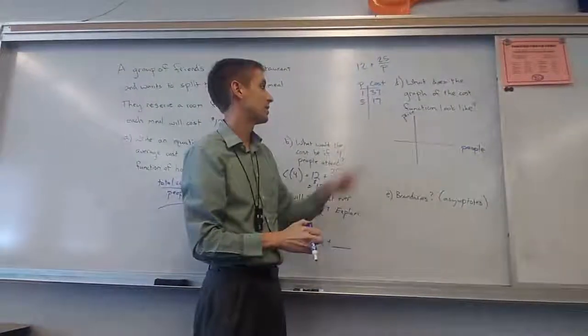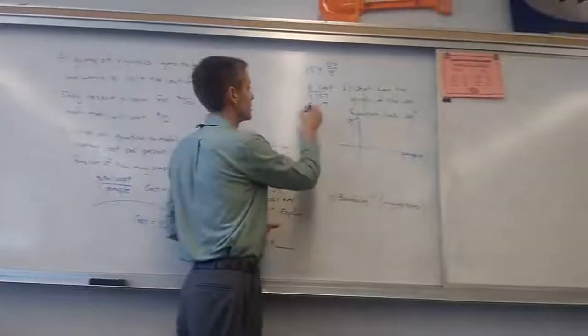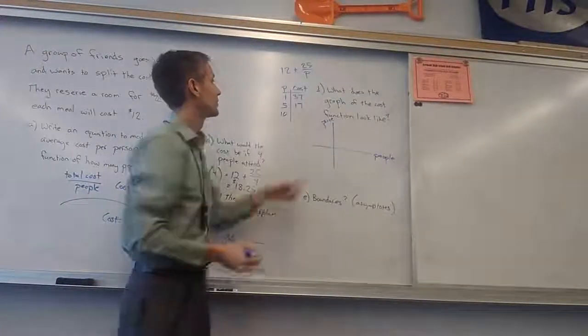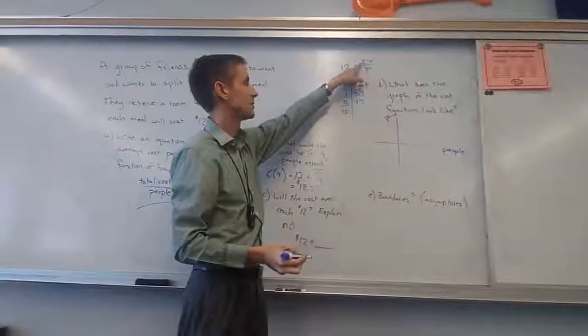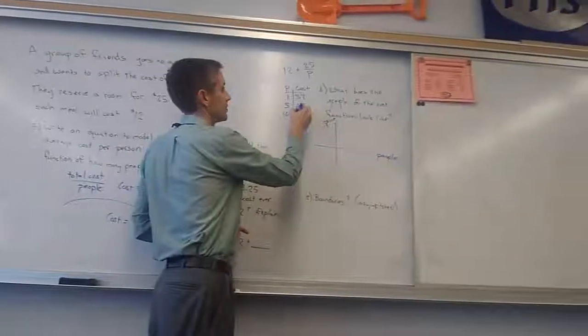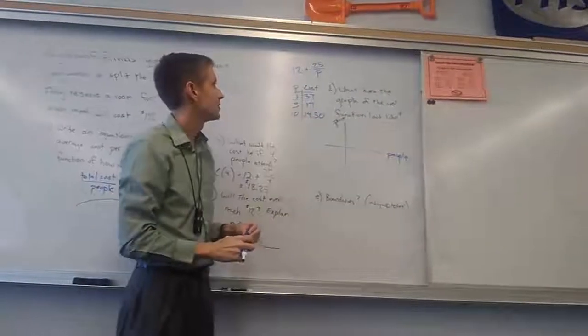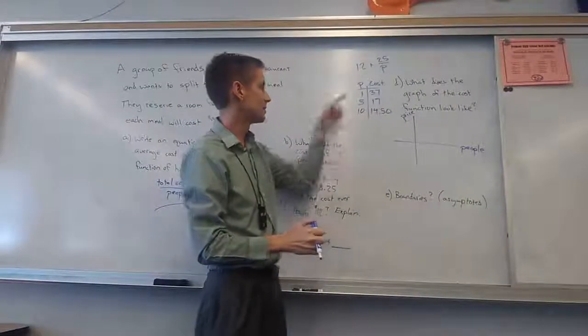Well, let's increase this, let's say, to 10 people. If 10 people come and split the $25, they're paying $2.50 each. So then I add that to the $12 for the meal. I end up getting $14.50. So as we increase the number of people, the average cost per person is decreasing.